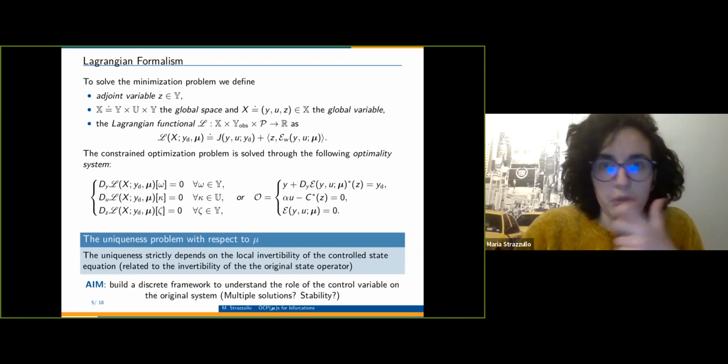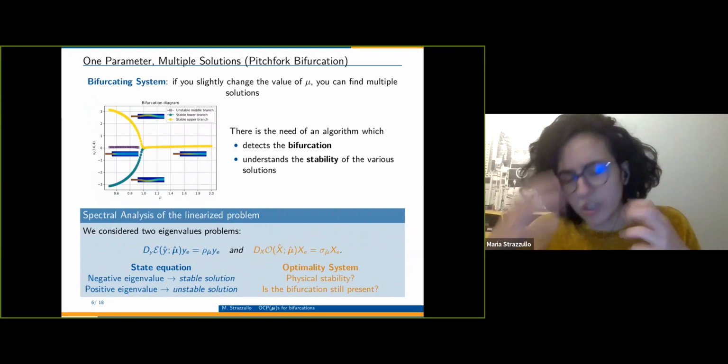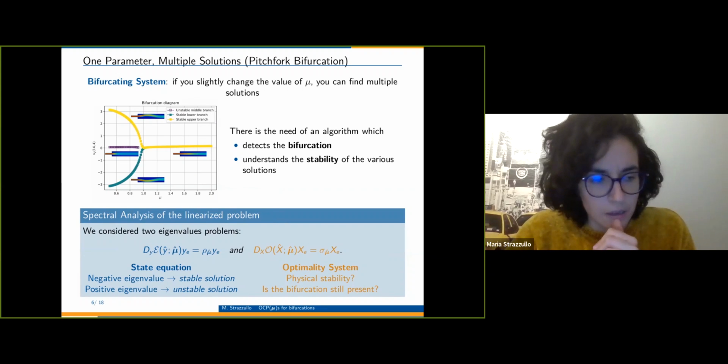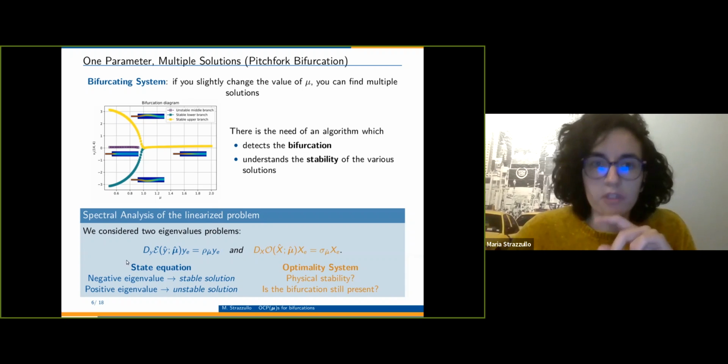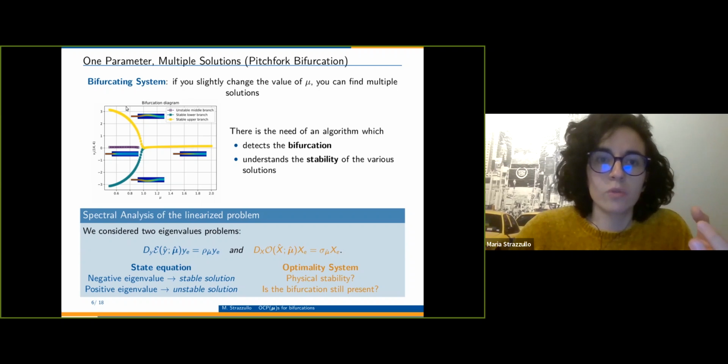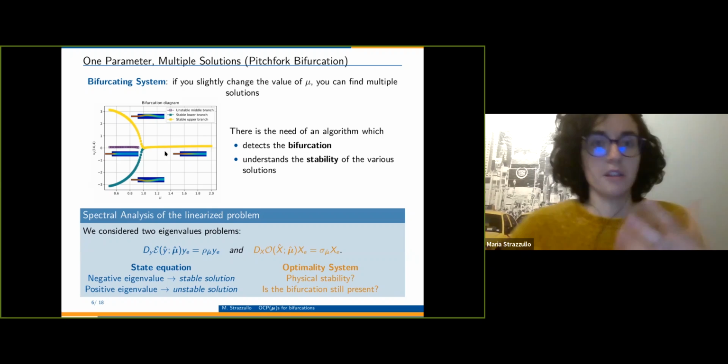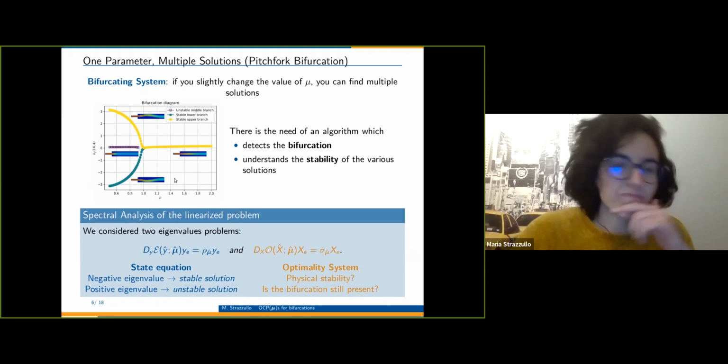How can we do that? As I told you, we used the finite element method, and we needed an algorithm that was able to do basically two things. First of all, you have to detect the bifurcation, in the sense that if you simulate for several parameters, you have to be able to build a bifurcation diagram like that. This is a classical representation of the pitchfork bifurcation arising in the sudden expansion channel.